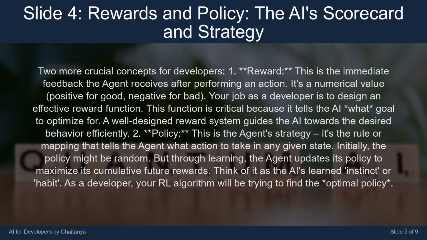2. Policy. This is the agent's strategy. It's the rule or mapping that tells the agent what action to take in any given state. Initially, the policy might be random. But through learning, the agent updates its policy to maximize its cumulative future rewards. Think of it as the AI's learned instinct or habit. As a developer, your RL algorithm will be trying to find the optimal policy.